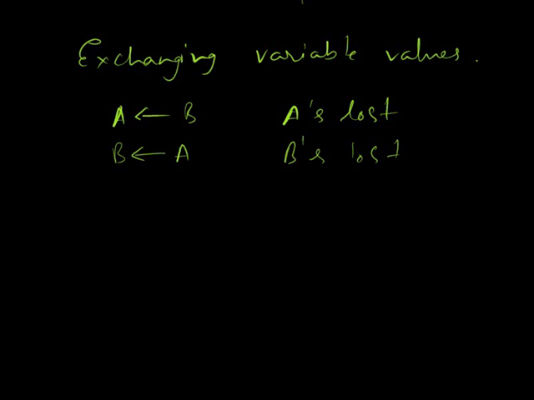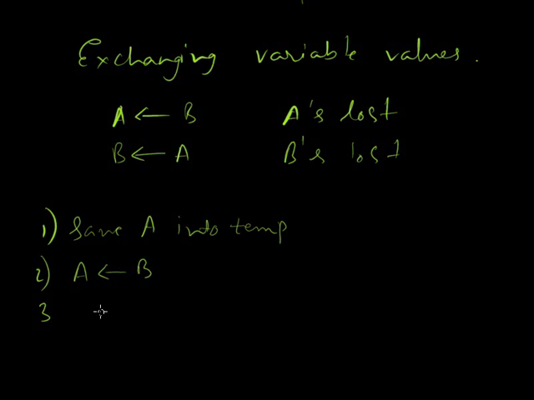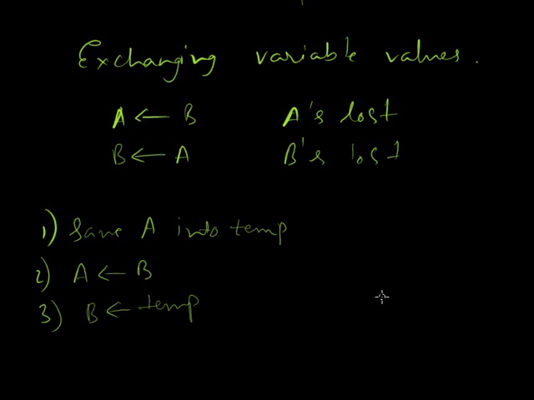So the process is like this. First, save a in temp. The second step is to move the value of b into a, and then we have a's value saved in temp, so move that value into b. It's such a simple process, right? Now let us try to convert this process into a program and see it in action.